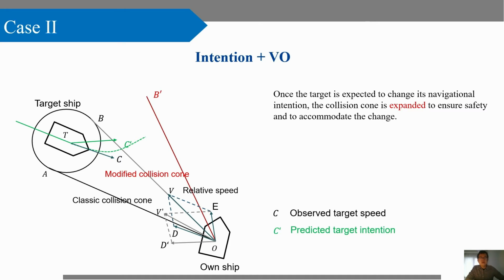Here goes how we modify the classic velocity obstacle method with intention prediction. As the picture shows, once the target is expected to change its navigational intention, for example, the green line indicates it will turn to its left to course C prime, the clearing cone A or B, which is the classical one, would expand to the right line B prime. Because the new clearing cone is always no less than the classical one, the algorithm can make sure that it can accommodate the potential change of the target.